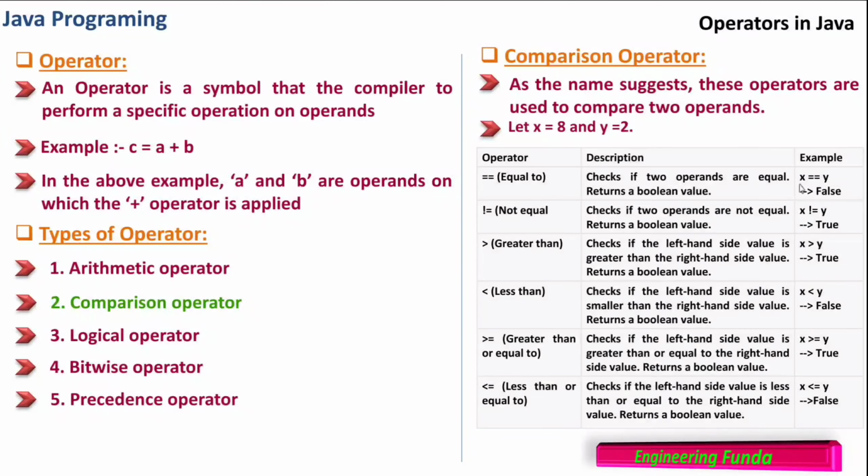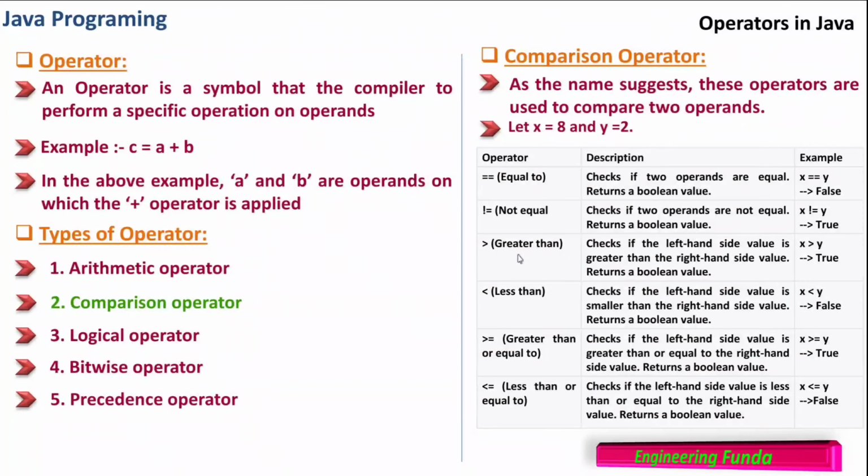So here with an example, let us see x equal to y. Is the left hand side equal to the right hand side? No, x is equal to 8 and y is equal to 2. So 8 is not equal to 2. The result here will be false. Same way, not equal to. If I say x not equal to y, yes, it is true because my x is 8 and my y is 2.